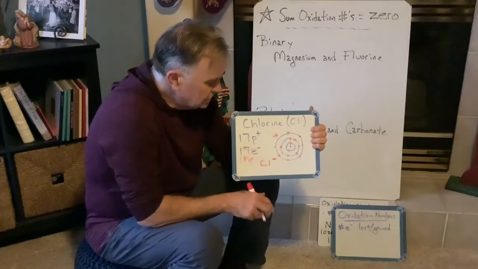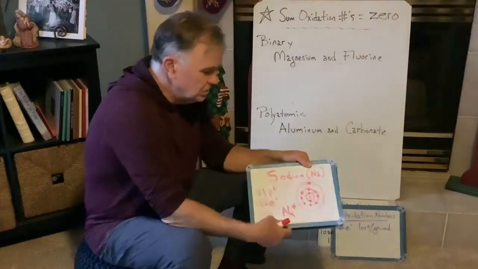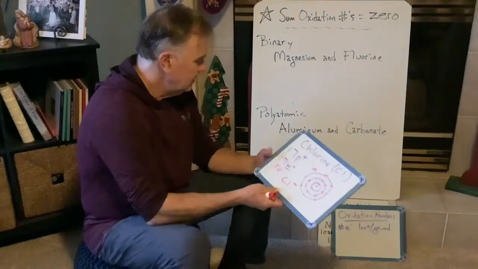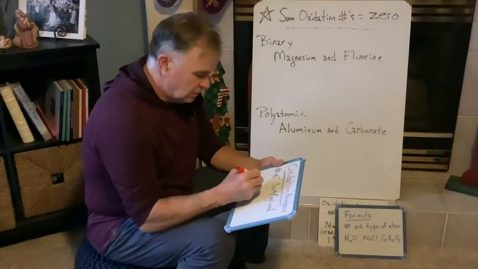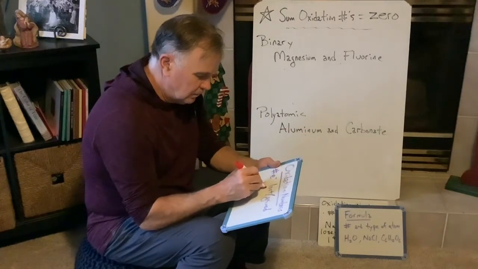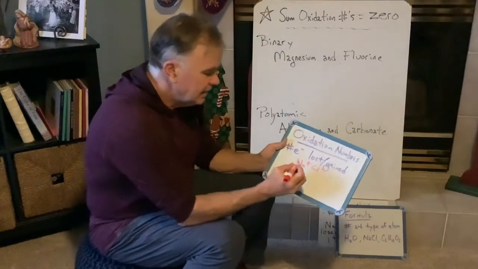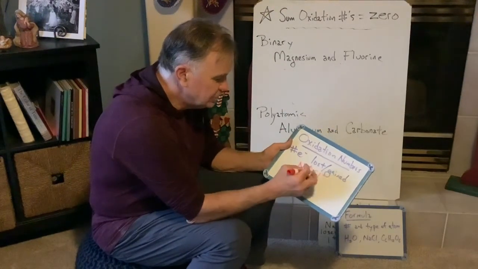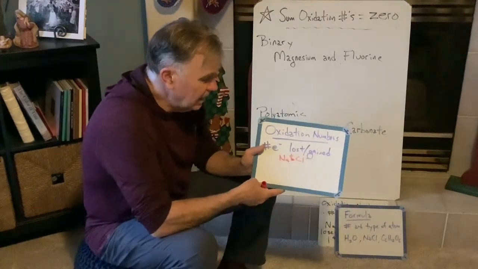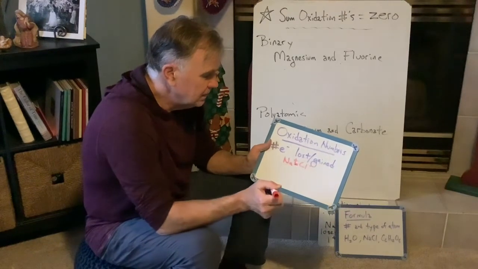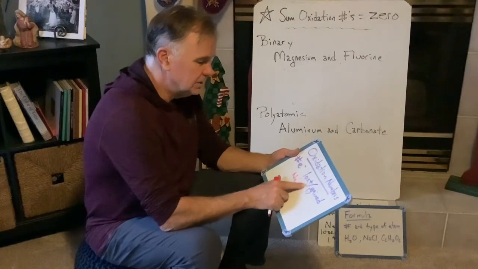So what can happen is the electron which sodium loses can be gained by chlorine. And what that does, I'll show on this next one: sodium plus, chlorine minus, and we know that opposites attract. So that forms a bond. We call that an ionic bond. It's a pretty strong bond. So that's how ionic bonds form.